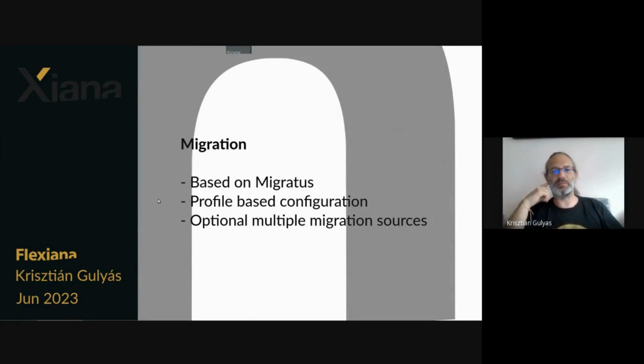Our migration system is based on Migratus. Besides using the Leiningen Migratus plugin, we decided to use it directly to have some other options like profile-based configuration, and we forked Migratus to have the option for multiple migration sources.